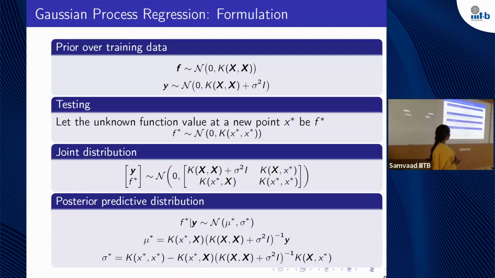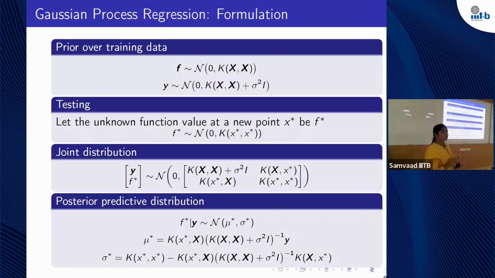Now, after seeing the data, I update my assumption and make the posterior distribution. So f star given y, given that I have seen y, I'm going to modify my f star. That is f star given y, the conditional distribution, and I'm going to find it from this joint distribution. If you know the joint distribution between two random variables, you can find the conditional distribution by working out the maths, and you can show that this is a Gaussian distribution with some mean and variance, where the mean takes this form and the variance takes this form.